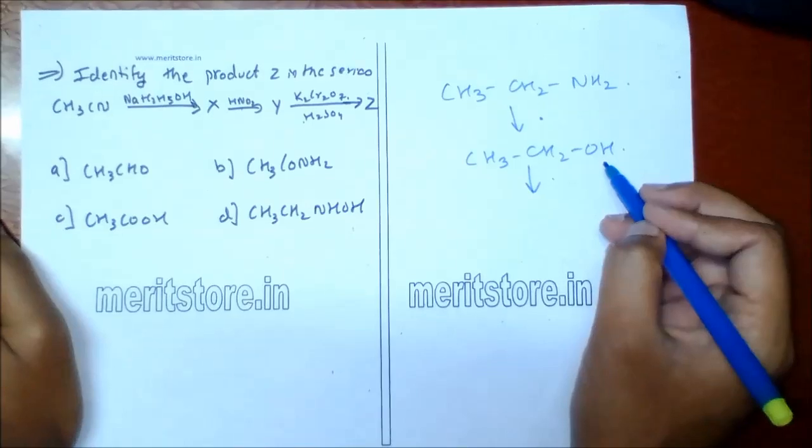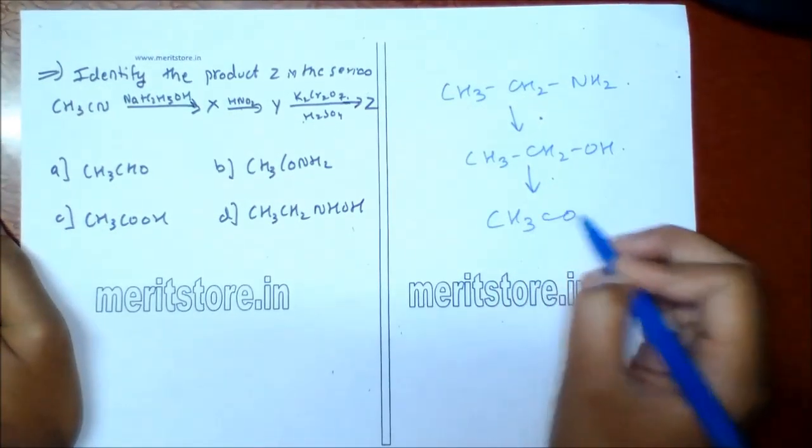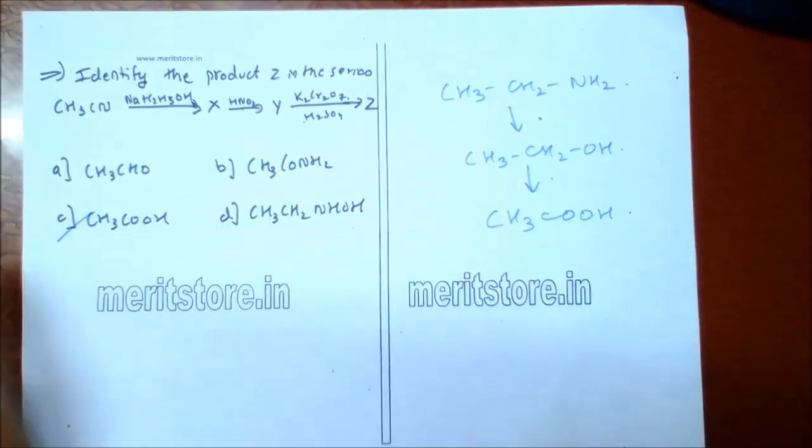Oxidation takes place of alcohol to form acid. K2Cr2O7 is a strong oxidizing agent to form acetic acid. Option C is the correct answer.